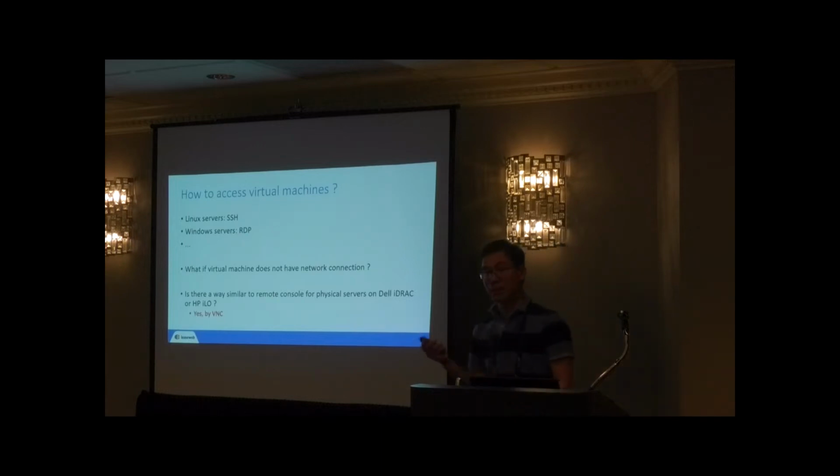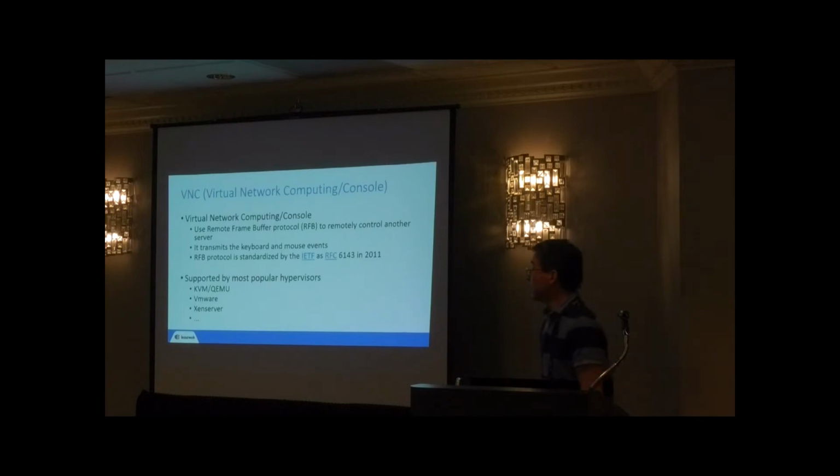The answer is VNC. VNC uses a standardized protocol named RFB to remotely access a server. It can transmit keyboard events, and also mouse events. So we can remotely control the server. It was designed to access a server, but for now it's also supported by most popular hypervisors, for example KVM, VMware, and XenServer.